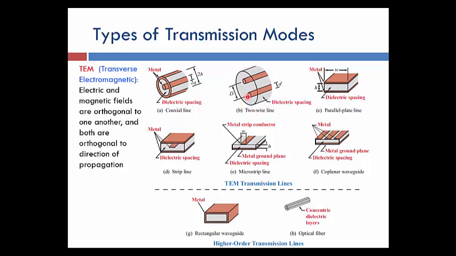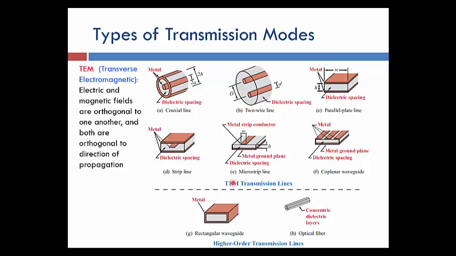Examples of this are the coaxial cable, two parallel wires, two plate line, coplanar waveguide, strip line, and so on. Otherwise, like optical fiber or waveguide, the spatial distribution of the energy will take different shapes or different modes. So we call this type of transmission lines higher order transmission lines.